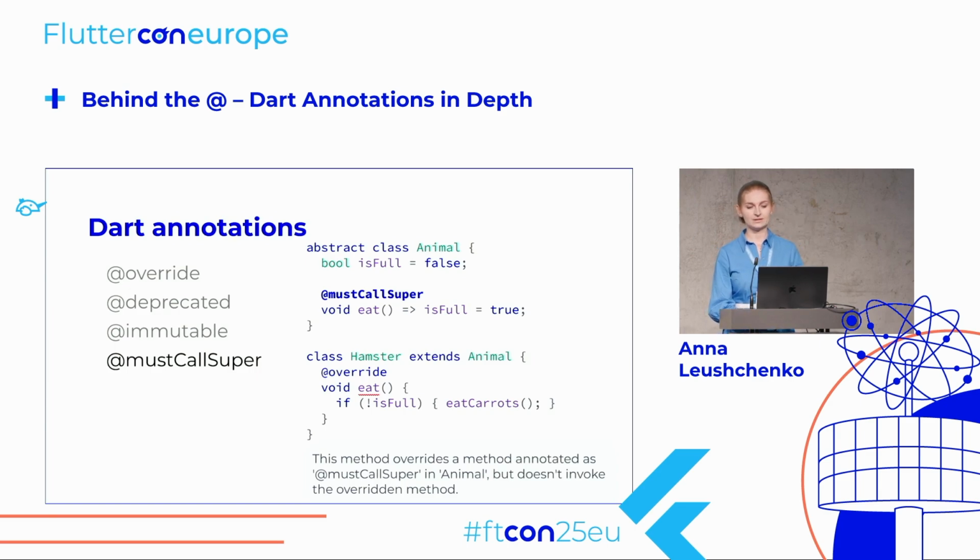So it is nice that Animal class authors have a way to configure the analyzer with the mustCallSuper annotation to immediately warn us that we are violating the contract.